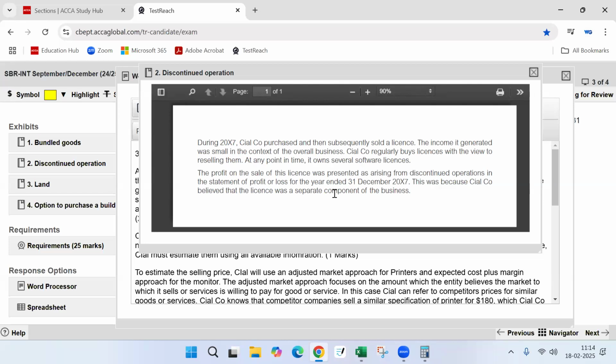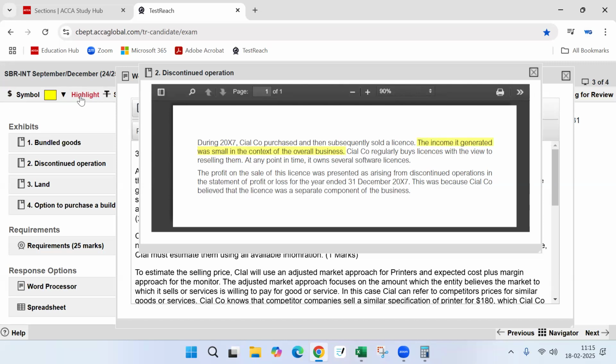Okay. Yes. The assessment of a separate major line of business is based upon the size and relative importance to the business. You don't need to worry about all those things. The licensing revenue from the price of the software was relatively small in terms of the overall license. Correct? So if you look here, the income generated is small. This is a very important sentence. If you want to highlight a component or an operating segment, generally it is at least 10% of the total revenue. Right? But here it is very small.